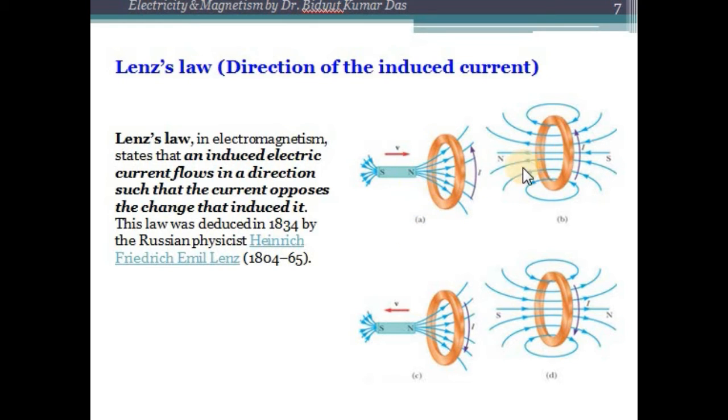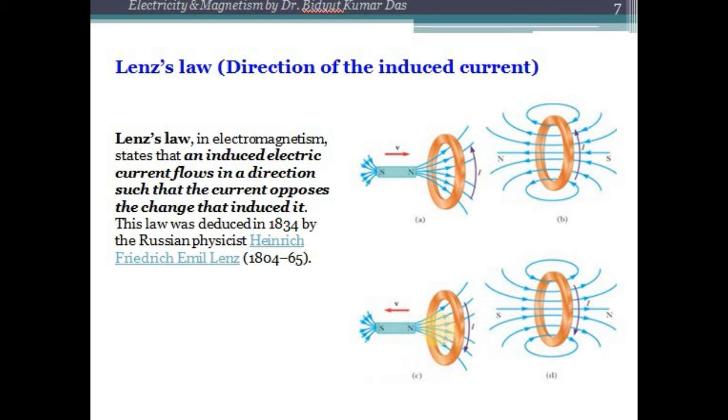Therefore, the direction of the current in this conducting coil is such that this side of the conducting loop produces a north pole, so that this north pole will oppose the north pole of this bar magnet, and simultaneously on the opposite side of this conducting loop, a south pole is generated. So the lines of force because of this induced current will be like this.